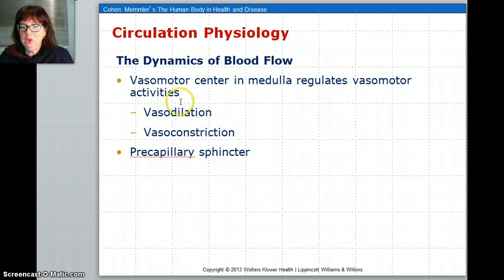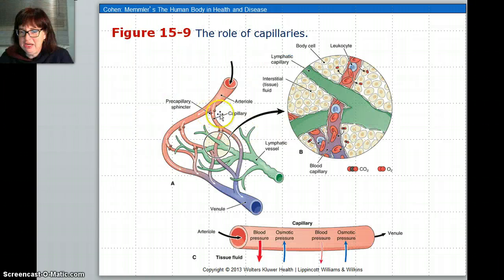Okay. When you look at the dynamics of blood flow, there is something called a precapillary sphincter. Sphincters are circular muscles. Precapillary sphincters are sphincters before the capillary bed. They allow you to open up the capillary bed if you want a large amount of flow through here. If you don't, it shuts down.